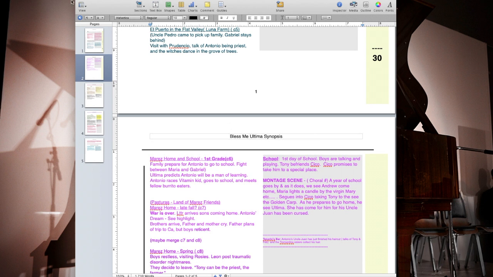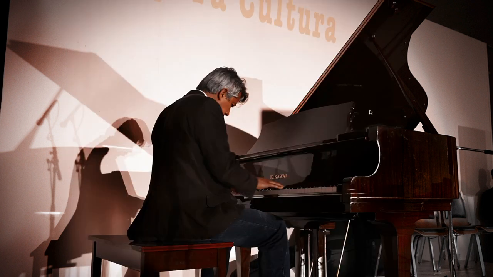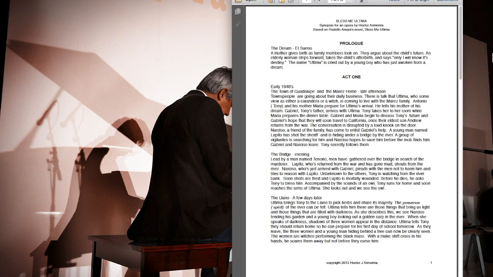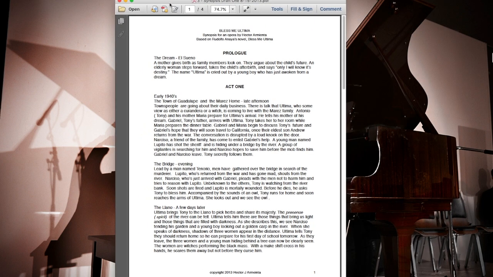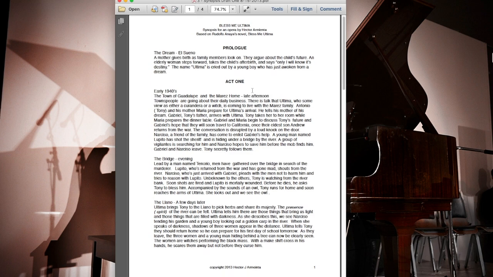So I'm going to close this document. Okay. Then from that, I narrowed it down to a synopsis. Now, I should mention that while I was doing this, I was also thinking about the music, thematically, or what we call leitmotifs, for both the characters as well as elements like the mountains and the river and so on.